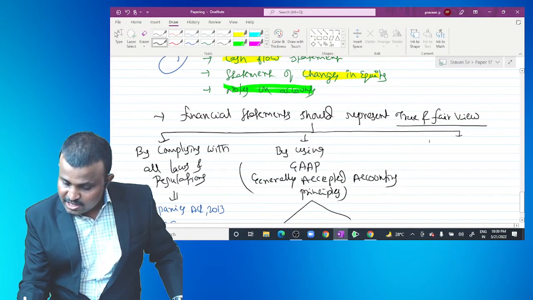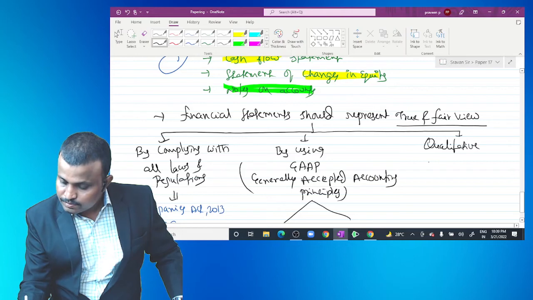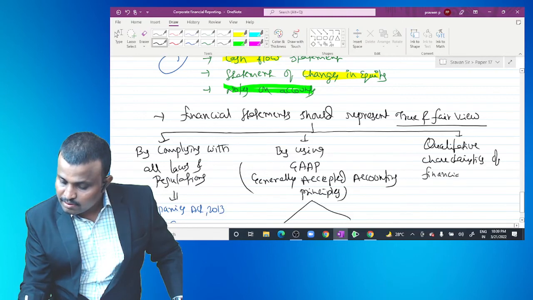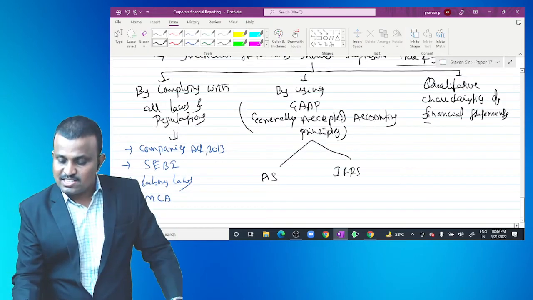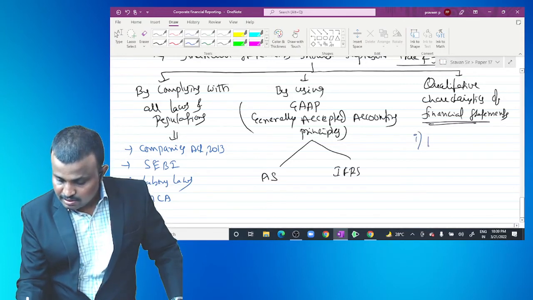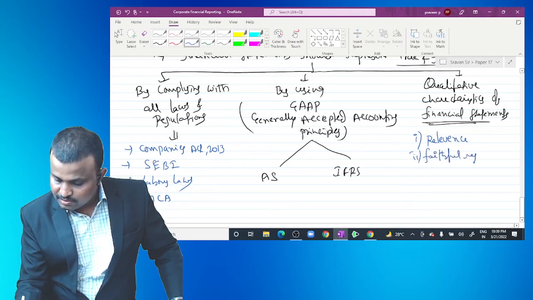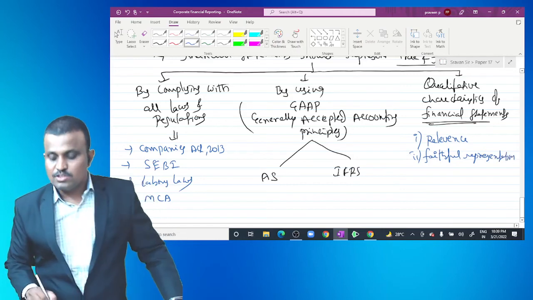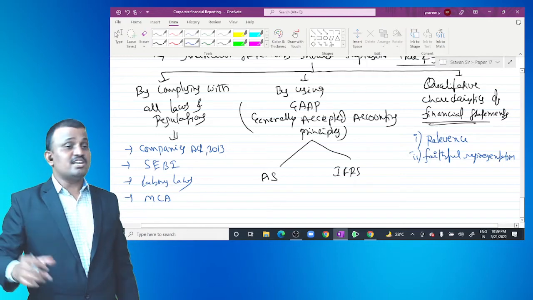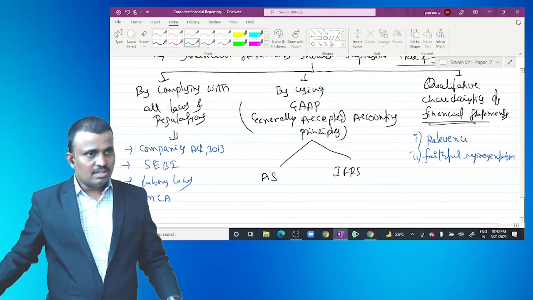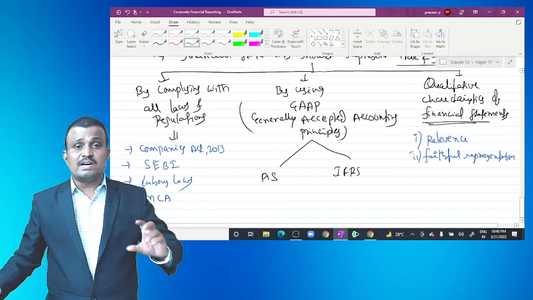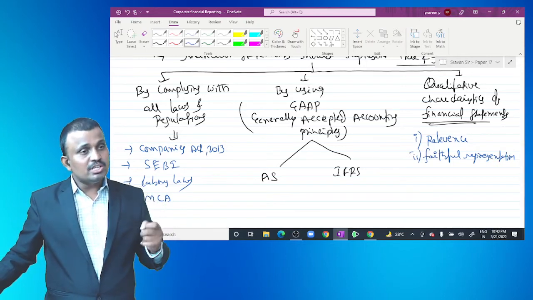And the next one is the qualitative characteristics of financial statements. Qualitative characteristics are nothing but relevance and faithful representation. These are said to be the qualitative characteristics of the financial statement. We have to provide relevant information only, and we have to provide unbiased data to the respected users.